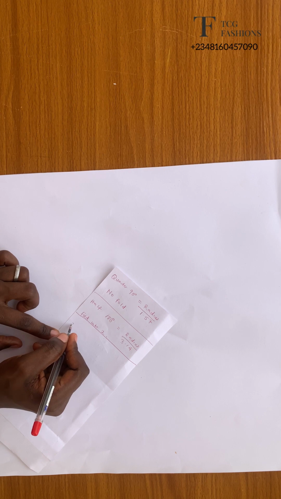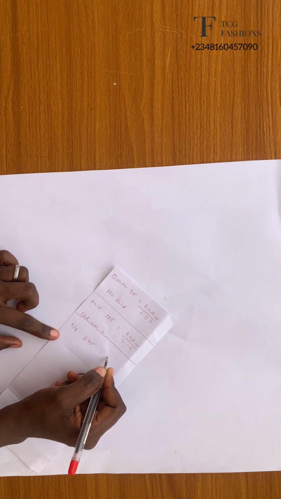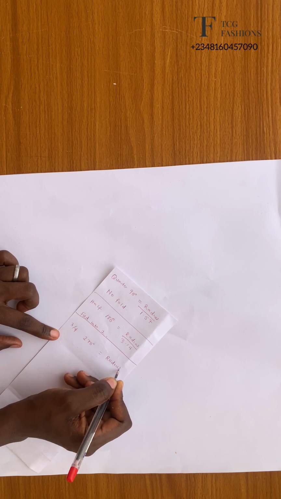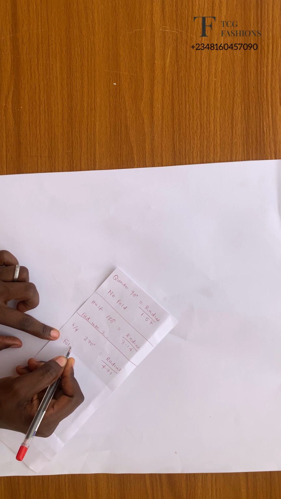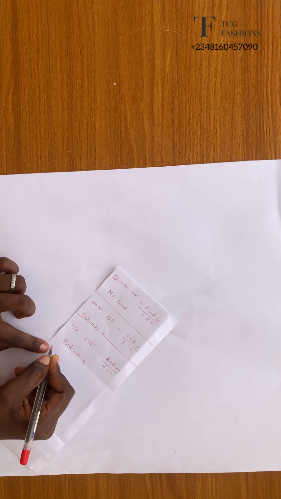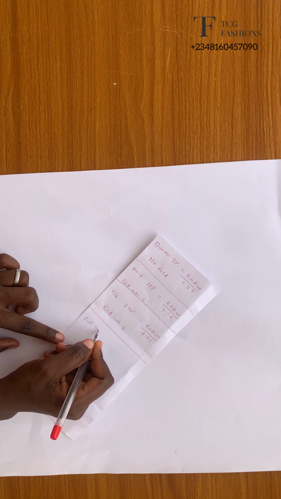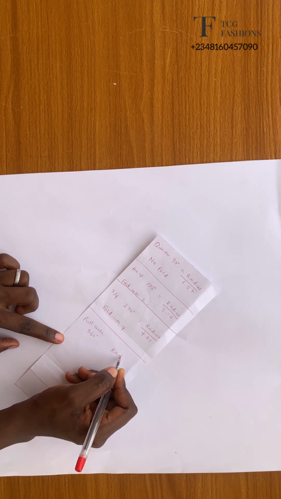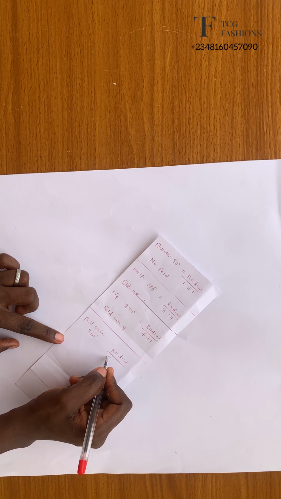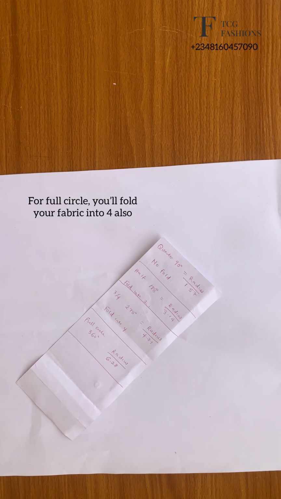Then for 3 over 4, which is 270 degrees, you are going to have radius divided by 4.71. In this one, you will fold your fabric into 4. Don't worry, you will understand as time goes on. Then for the full circle, which is 360 degrees, you will divide your radius by 6.28. Are we together? So these are the things we'll be doing.